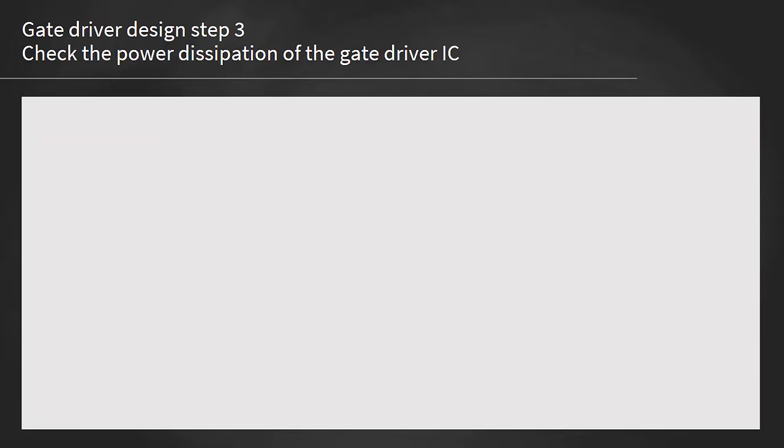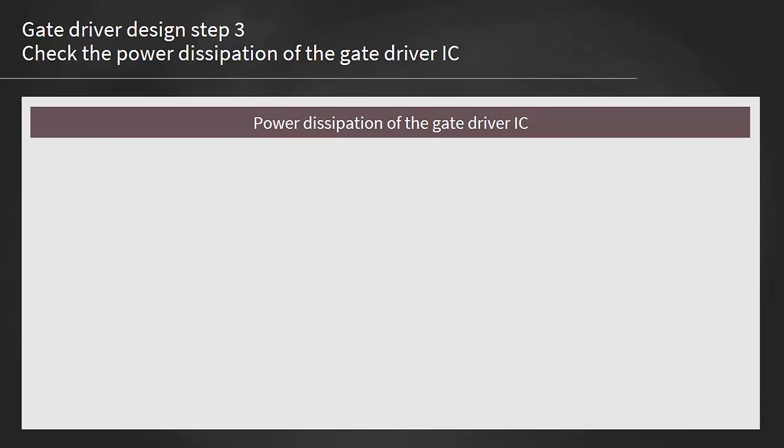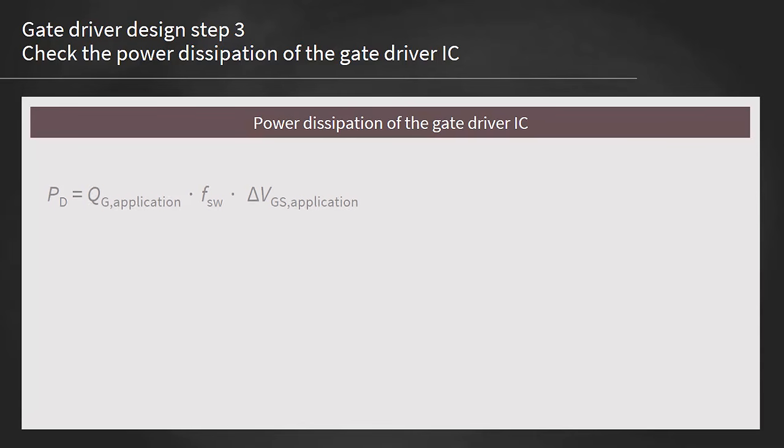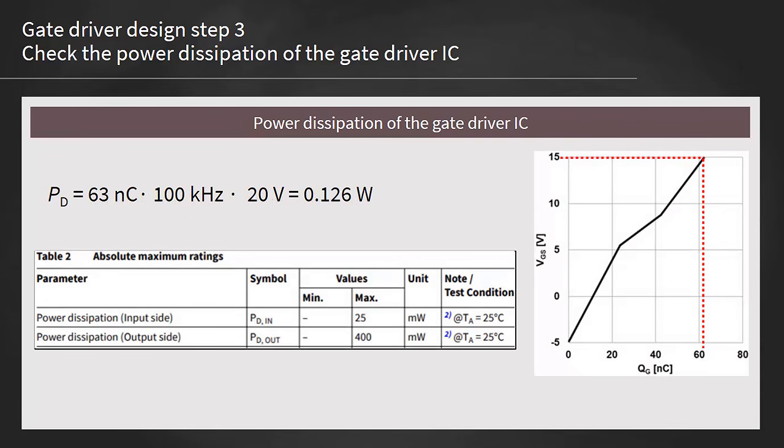The third design step is the calculation of the IC's power dissipation and its effect on the junction temperature. First, let's have a look at the power dissipation of the IC. Normally, the losses caused by the charging and discharging of the gate capacitance are dominant. Therefore, other losses in the driver IC are neglected. The gate charge losses are calculated using the total gate charge QG, the switching frequency, and the gate voltage swing. The gate charge comes from the gate charge diagram in the datasheet.